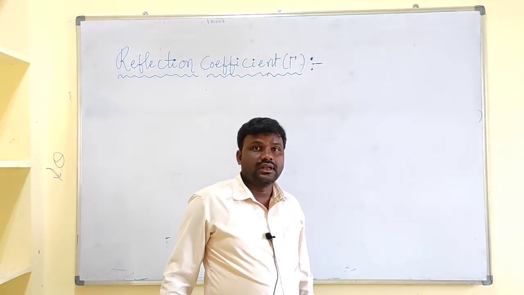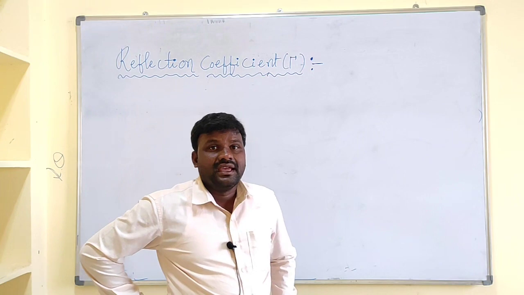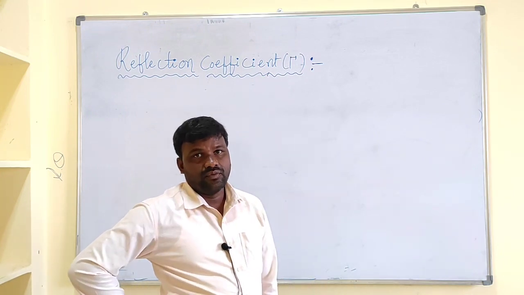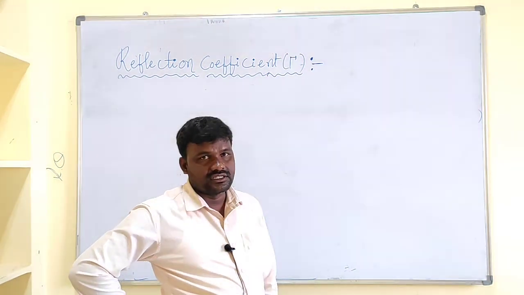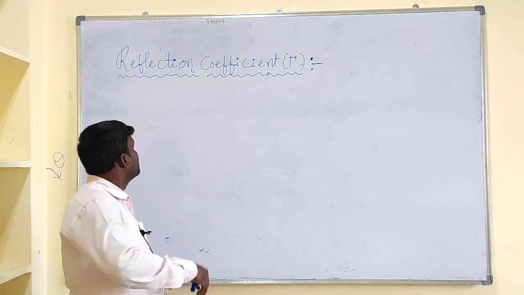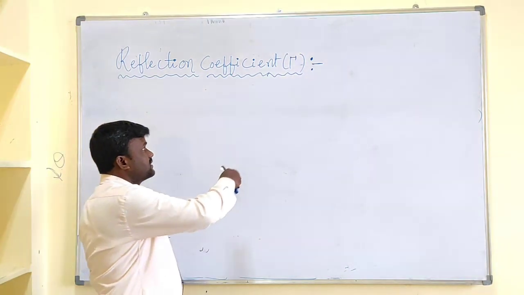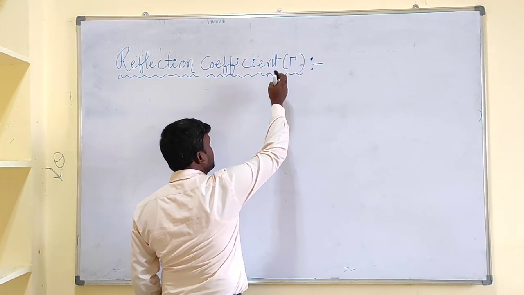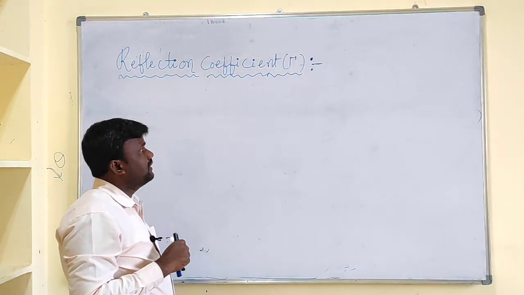Hi, welcome to our electromagnetic theory course. In today's class, we will discuss one of the important parameters for transmission lines, that is nothing but the reflection coefficient. Of course, it is represented by gamma.